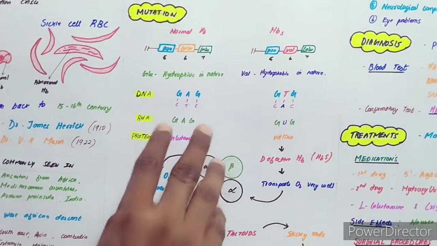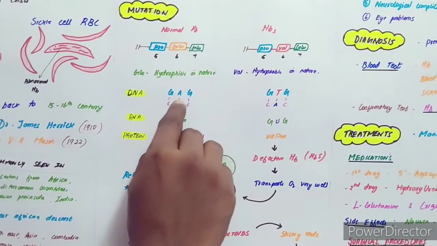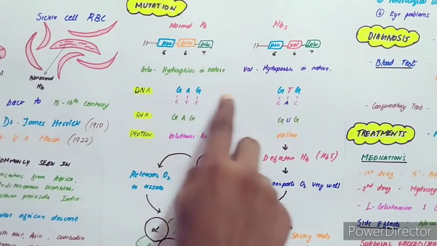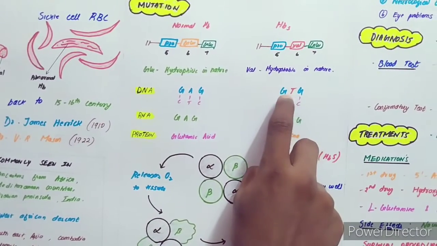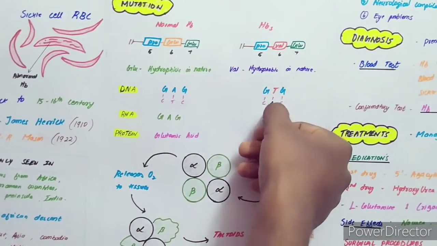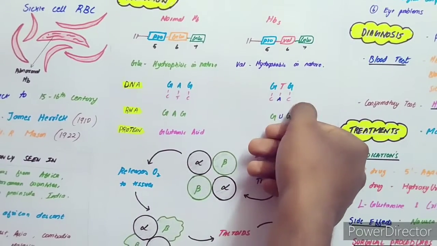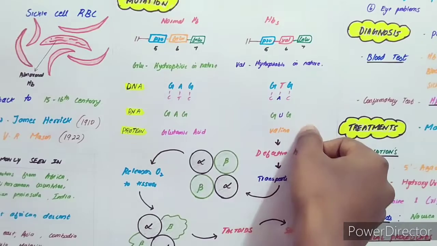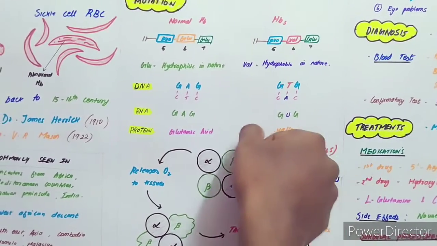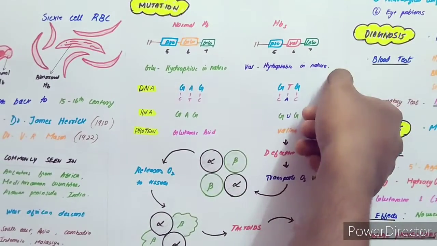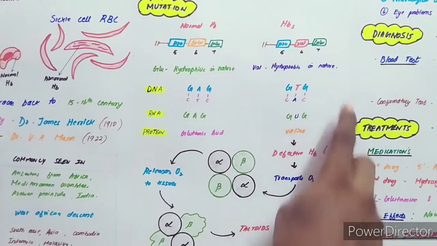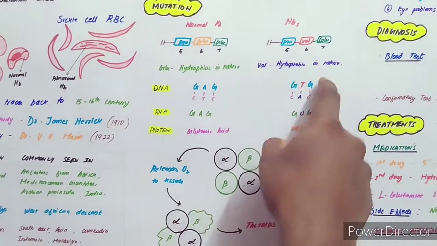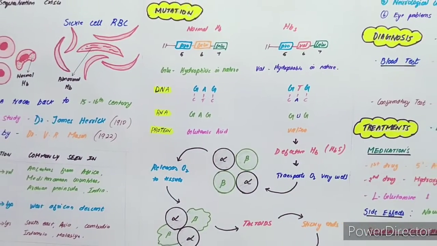Now, there is a mutation in this A. A is replaced with T. Now, this is GTG, with the opposite strand CAC, and it will transcribe into GUG, which produces an amino acid called valine, and valine is hydrophobic in nature. Due to this, it forms a crystalline structure and the RBCs become sickle shaped.